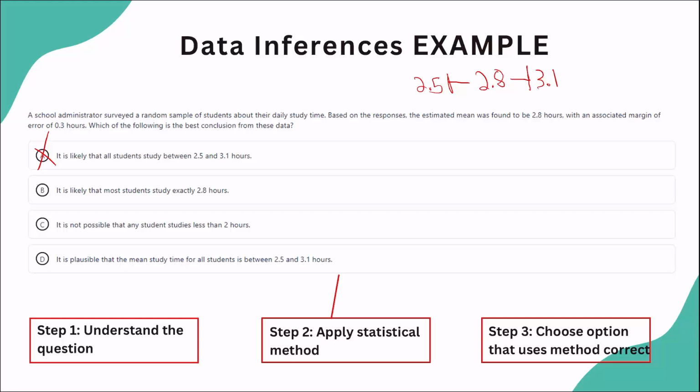Choice number B, it's likely that most students study exactly 2.8 hours. Well, that's not what a mean is. A mean is just an average of all the students, but not exactly that most students study 2.8 hours, so that one's also going to be incorrect.